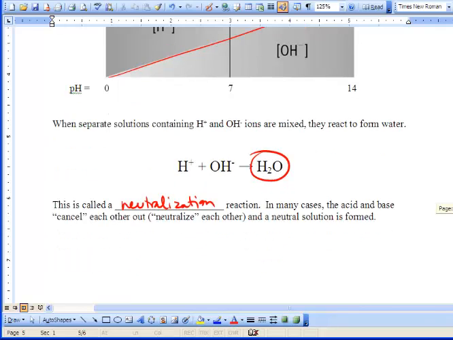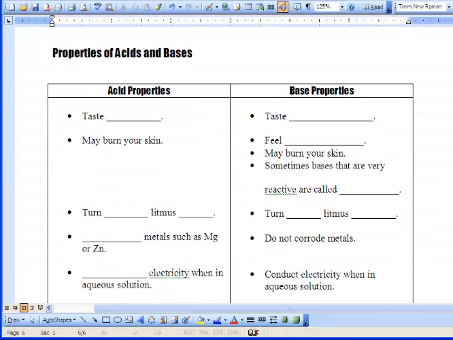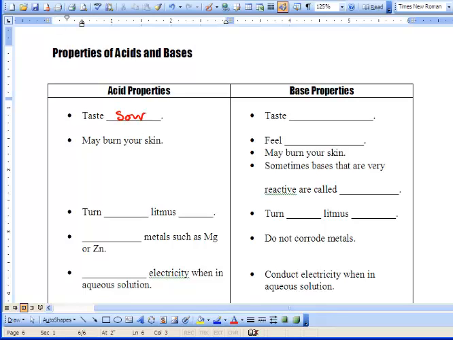So let's look at a few of the different characteristics or properties of acids and bases. So remember, we never test anything in the lab by tasting it or touching it. We're going to use devices or indicators to test it because it could really hurt us. So you know that acids taste sour. So this would be things like a lemon or a lime. And we contrast that to bases taste bitter. So that's if you were to eat some soap. Now, acids may burn you, and bases feel slippery. They may also burn your skin if they're too strong, and sometimes bases that are very reactive are called caustic.